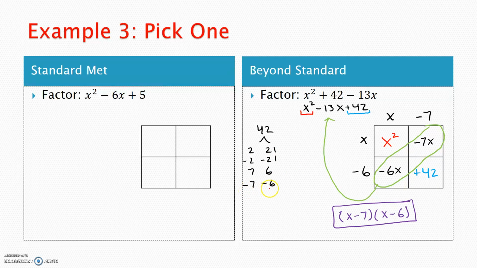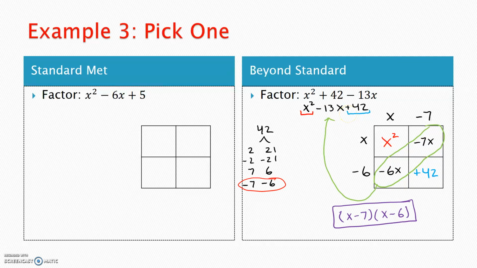I chose -7 times -6. A negative times a negative gives you +42 in this case. Okay. And then -7x, and I got -6x. When I combine a -6 and a -7, because they're both negatives, I'm going to add, keep the same sign. And I got -13x. Everything checked out.